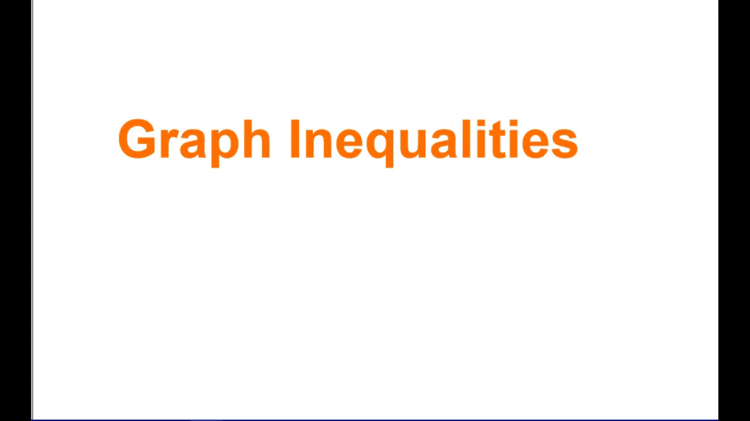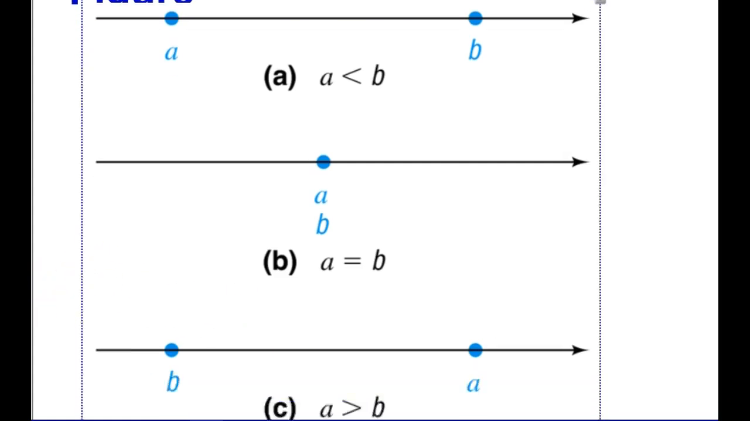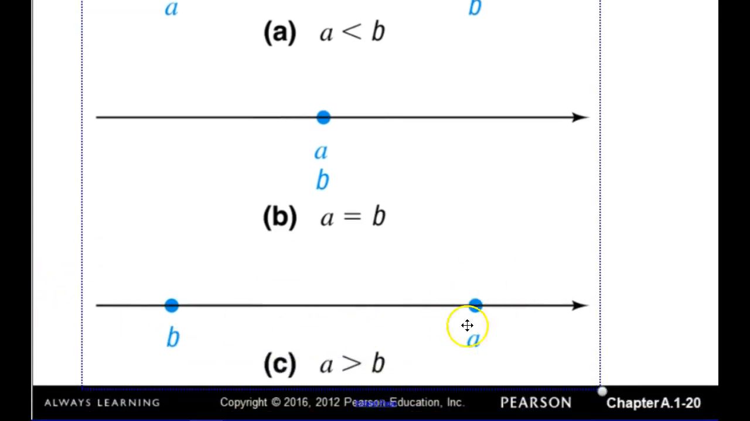Okay, so now we're going to be graphing some inequalities. This is one of our learning targets. If I say that A is less than B, I know that A is going to be to the left of B on my number line. If A equals B, that means they're in the same place on my number line. And if A is greater than B, I know that A is going to be to the right. So that's just a simple way to look at it.